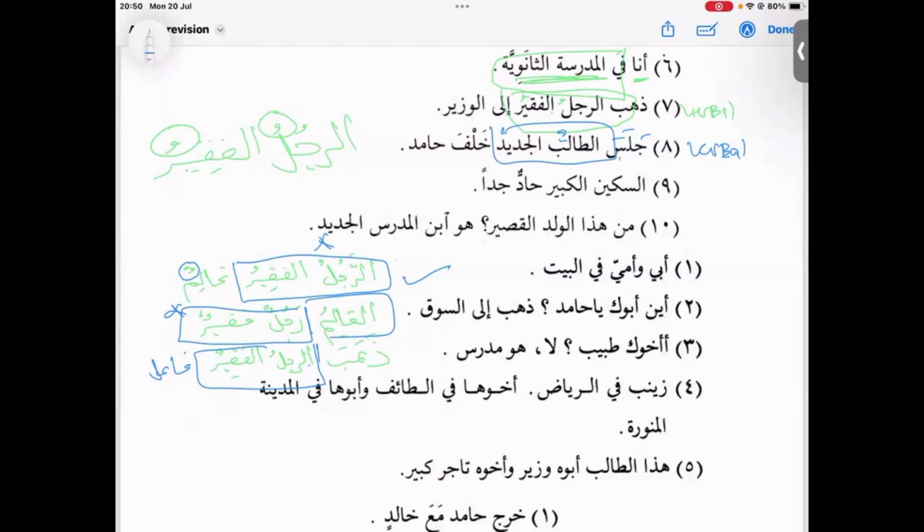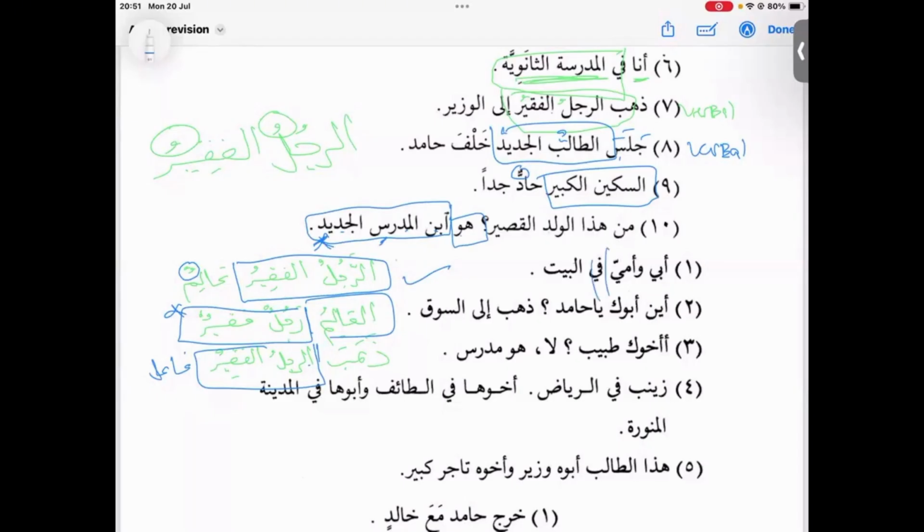The new student sat. Now it goes back to nominal sentences, جملة اسمية. السكين الكبير. The mubtada is an adjectival phrase. حاد خبر. The big knife is sharp. هو, he is, مبتدا. ابن المدرس الجديد خبر. He is the son of the new teacher. The khabar contains إضافة and مركب توصيفي, the adjectival phrase. ابن المدرس الجديد.